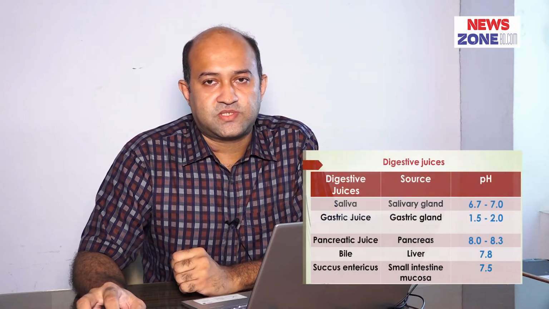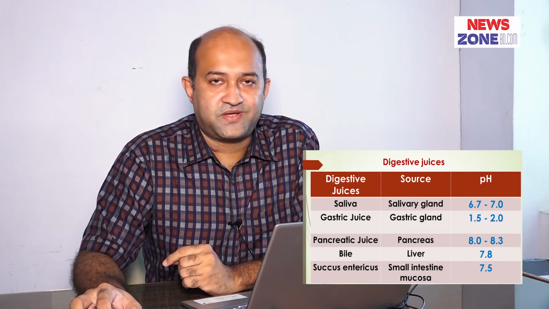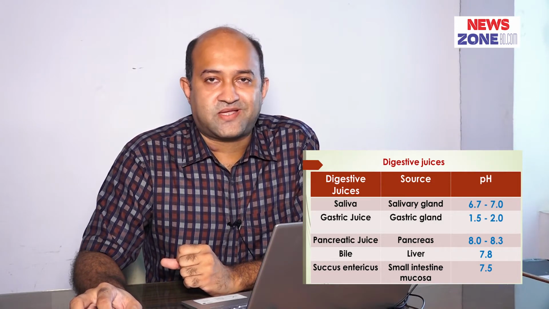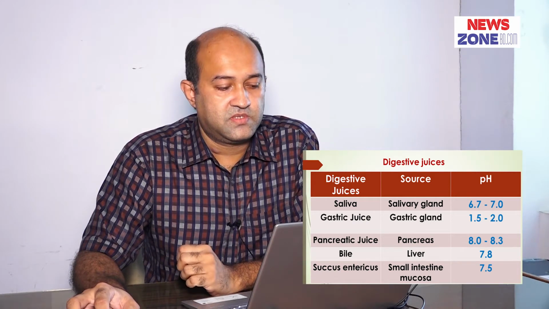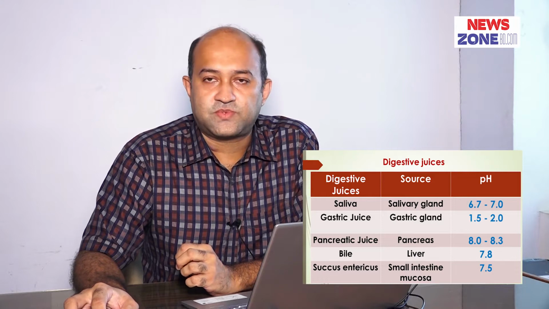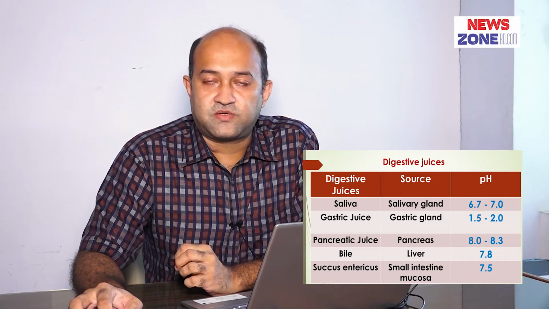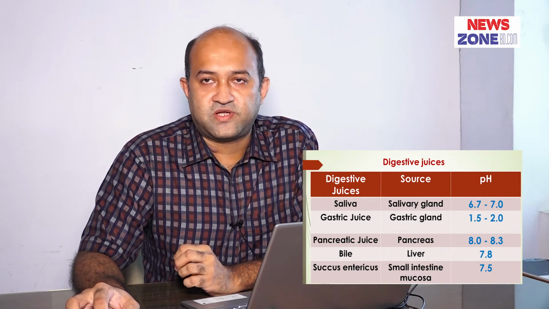The digestion process requires some digestive juices, namely saliva, gastric juice, pancreatic juice, bile, and succus entericus. Saliva comes from the salivary glands of the mouth, gastric juice comes from the gastric glands of the stomach, pancreatic juice comes from the pancreas, bile is secreted by the liver, and succus entericus is obtained from the small intestine.